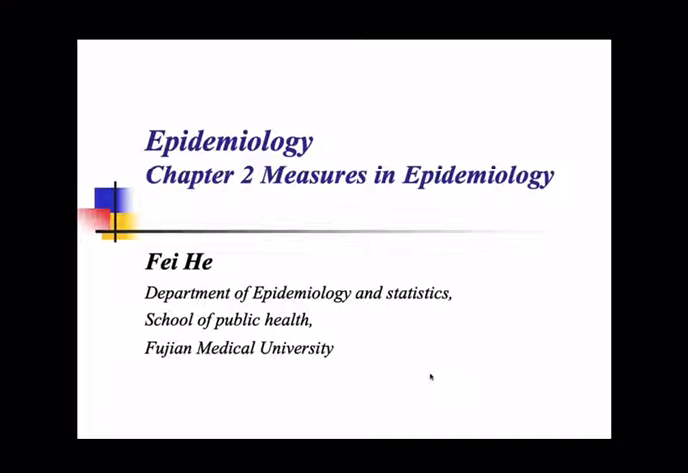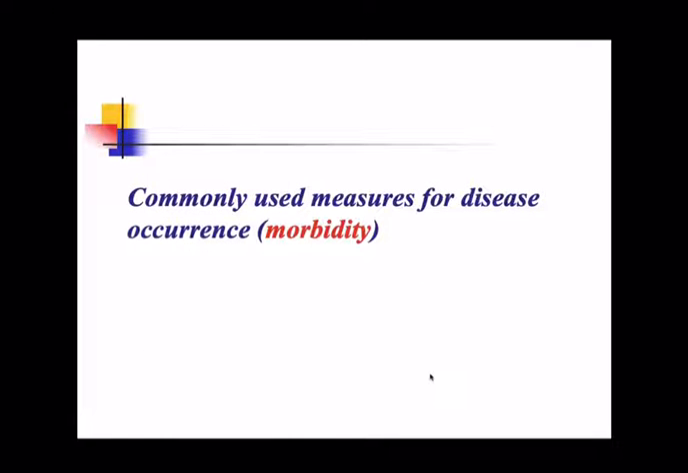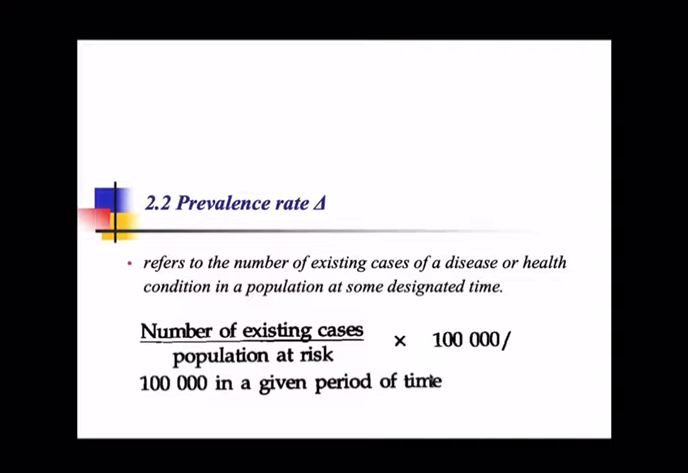Welcome back. In the previous episode, we learned about incidence rate. In this episode, we are going to introduce another important, commonly used measure of disease occurrence: prevalence rate, which refers to the number of existing cases of a disease or health condition in a population at some designated time.